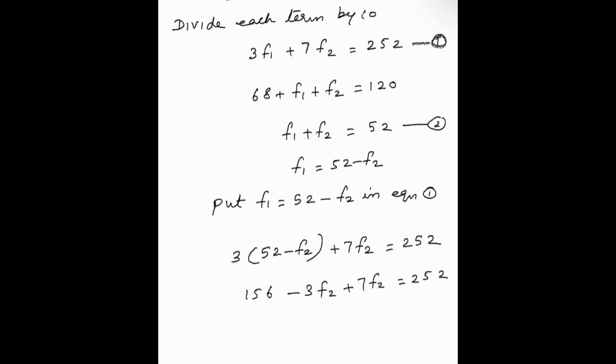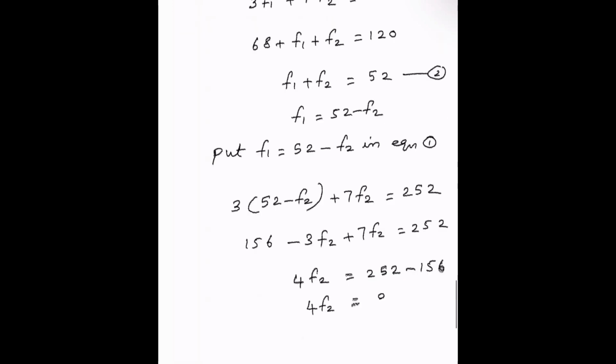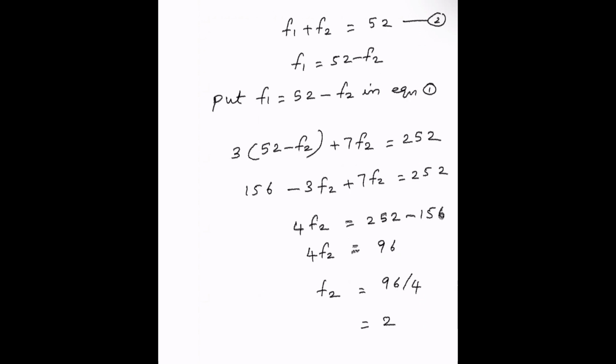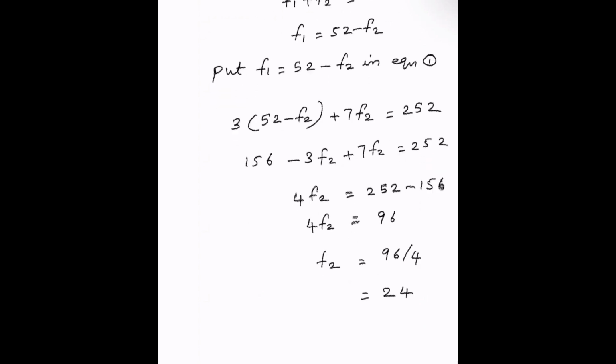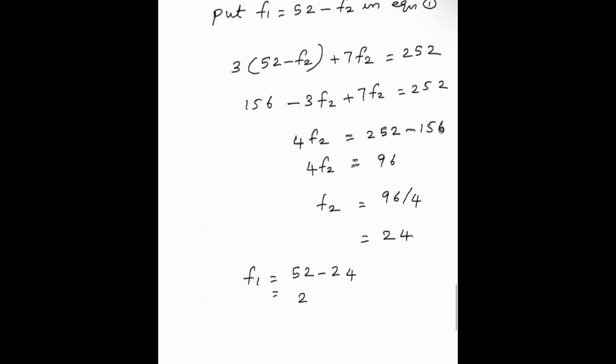So this is going to be 4f2 equal to 252 minus 156. 4f2 equal to 96. So what is f2? f2 is 96 divided by 4, which would be 24. So I'm getting f2 as 24. Now f1, it is easy to calculate, right? f1 is 52 minus 24. What is 52 minus 24? So f2 is 24 and f1 is 28.